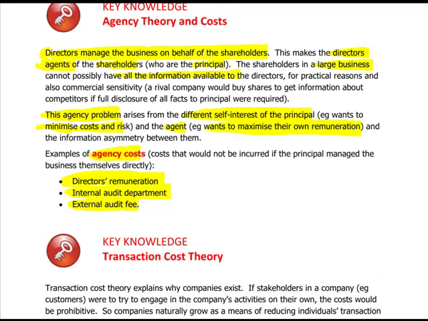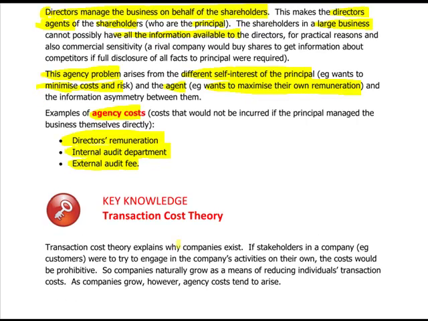Transaction cost theory is something that explains why companies exist. If you think of stakeholders in a company, i.e. customers, were trying to engage in the company's activities on their own, costs would be prohibitive. So the transaction cost looks at every transaction that is undertaken, how to maximize profit by minimizing cost. So the benefit of having a company doing something is you can engage on bargaining power and learn how to do things your own way, as opposed to a customer who would struggle to work out how to get through something, and the cost would be prohibitive.